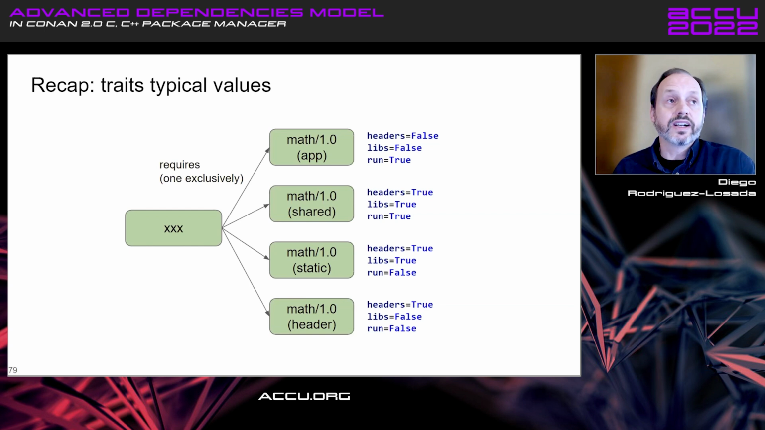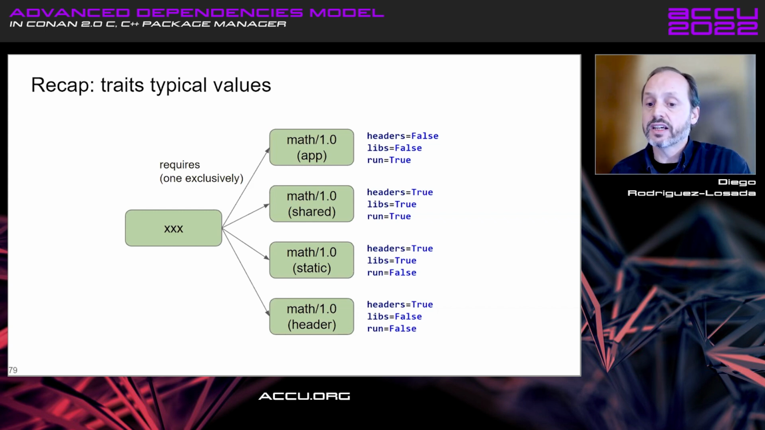Because the truth is, when we are dealing with different types of libraries, my traits will be different. If something depends on an application, then headers is going to be false. You are not going to use the headers of an application. Libs will be false as well, but run will be true because you want to use that at runtime. But if you are depending on a shared library, then your headers will be true. You still want to link with the library. Your libs will be true. You want to link them. And also you need those artifacts at runtime. So it will have the 3 traits set to true.